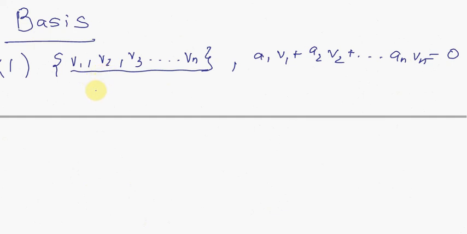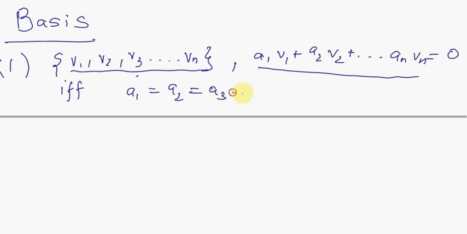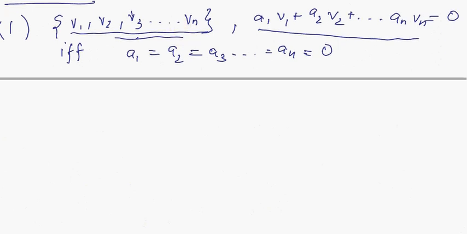then this set v1 to vn should be linearly independent if and only if this equality is only achieved when my coefficients a1, a2, a3 up to an are individually equal to 0. Okay, then this set would be linearly independent. That is the first requirement of the choice of basis vectors: they should be linearly independent. That is how we mathematically say the vectors are linearly independent.